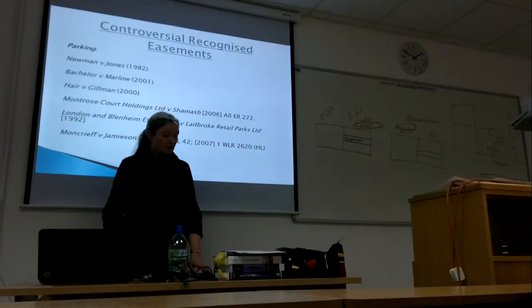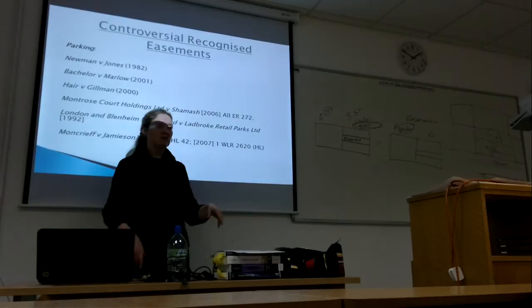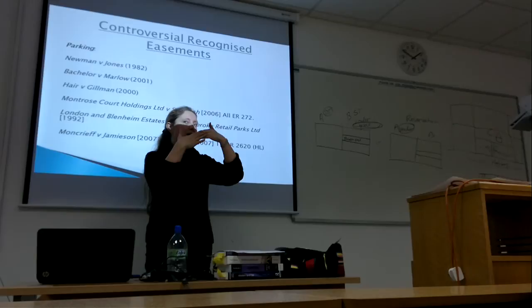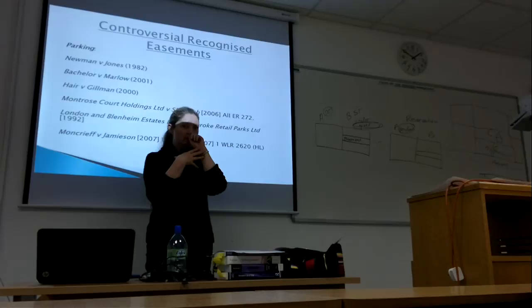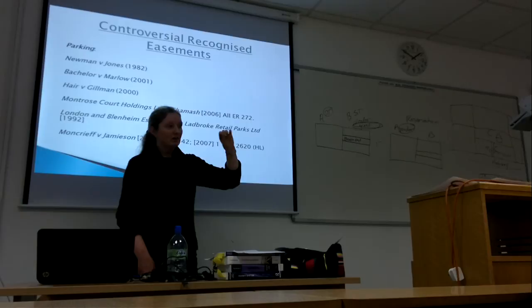So the right to park a car on a neighbour's land can be recognised as an easement, and the authority for that is Newman and Jones. And obviously, again, there's controversy over this, because if you're parking, you're occupying a particular place. The right to light is an easement which would restrict the construction of buildings that would block the light, but it's not exactly the same. That's a restriction on the development of the servient tenement's land, as opposed to the imposition of having somebody else's cars parked.